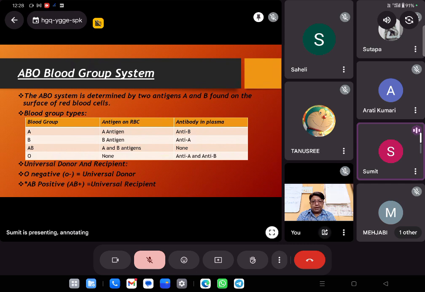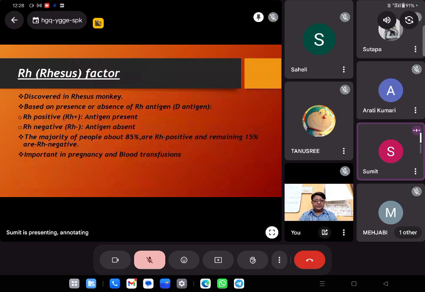Sorry, sir. The ABO system is the most common method of blood grouping. There are four main types: A, B, AB, and O. A has A antigen, B has B antigen, and AB has both, and type O has none. In transfusion, blood type compatibility is crucial. For example, type O is the universal donor and AB is the universal recipient.